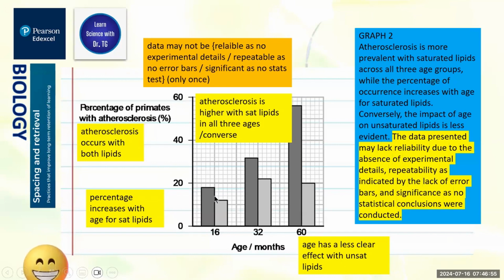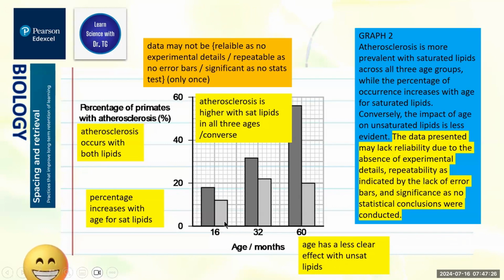Now, if you look at the 16, 32, 60, you can see all the bar graphs are higher. That's what we see: atherosclerosis is higher with saturated lipids in all three ages. This one, percentage increase with age for saturated lipid. So atherosclerosis occurs in both groups. Age has a less clear effect with the unsaturated lipid.